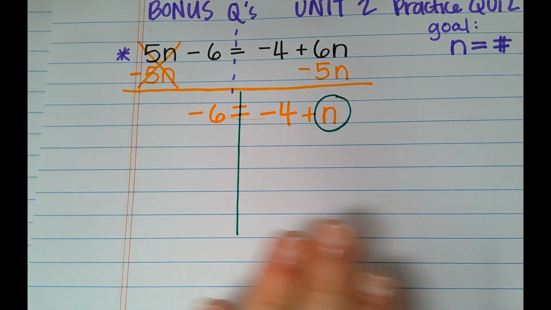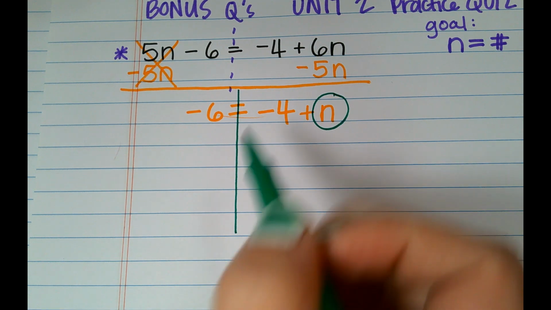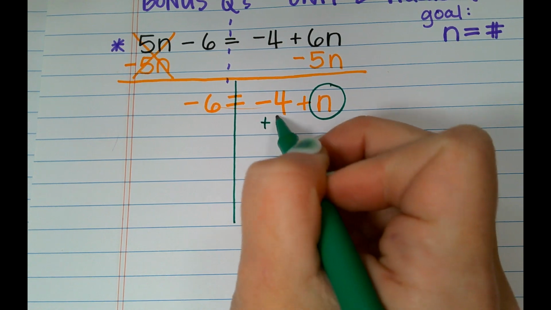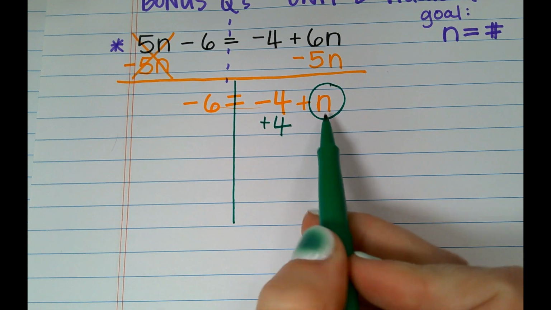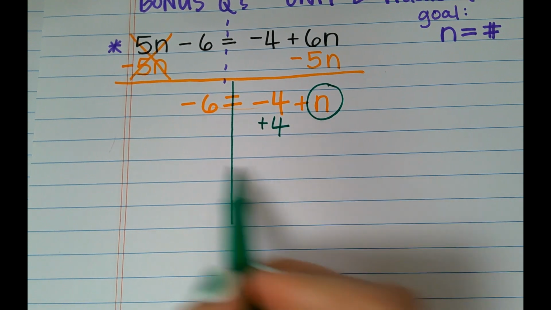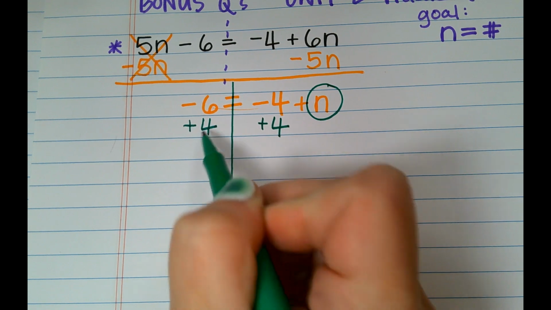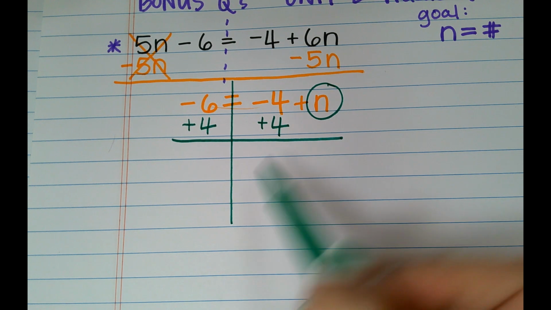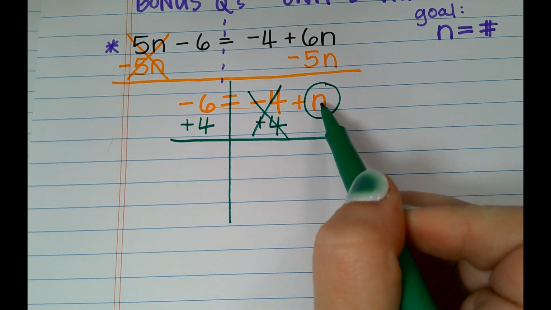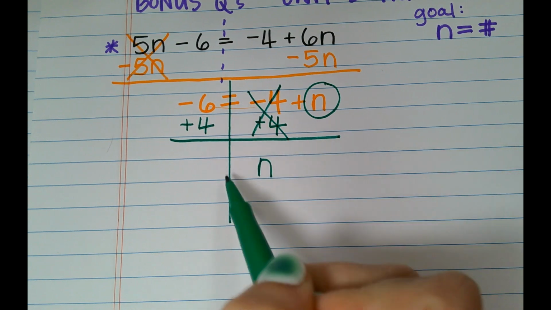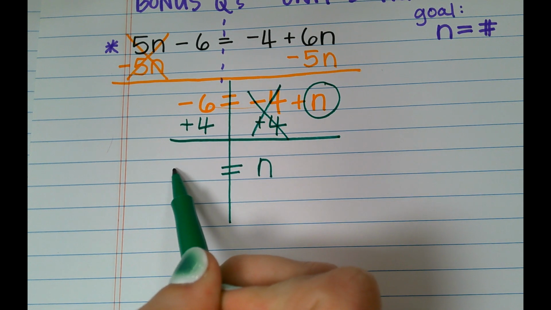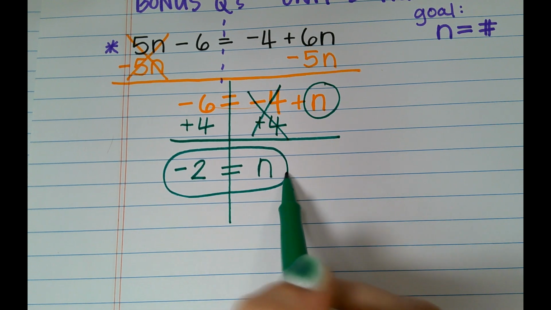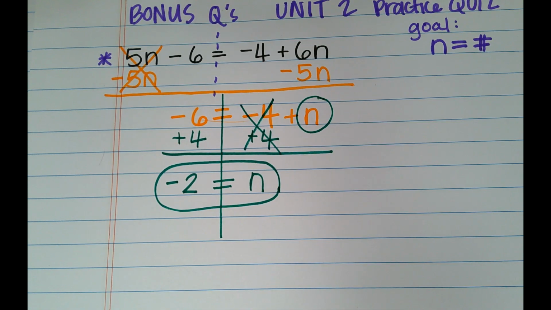We want to get rid of anything over here with n. So let's get rid of -4. How do we do that? Add 4. Because then we're going to have n equals a number. And then we know what n is. Isn't it crazy? It all comes full circle. Okay, what do I do here? The 4's cancel. -1. Bring down the n. The equals. -6 plus 4 is -2. We did it.